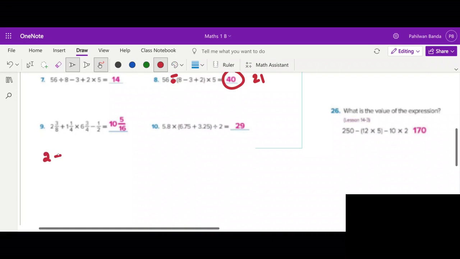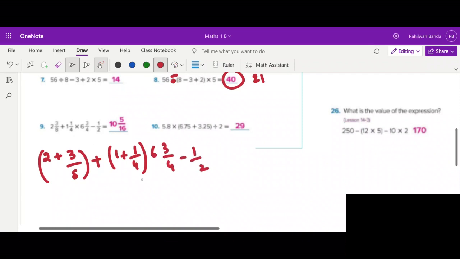If you separate these numbers, 2 3 by 8, that is 2 plus 3 by 8, plus 1 1/4, that is 1 plus 1 by 4. Okay. Now this is multiplied with 6 3 by 4. So outside you write 6 3 by 4 minus half. Okay. First we will simplify this expression. Now how to simplify this expression?